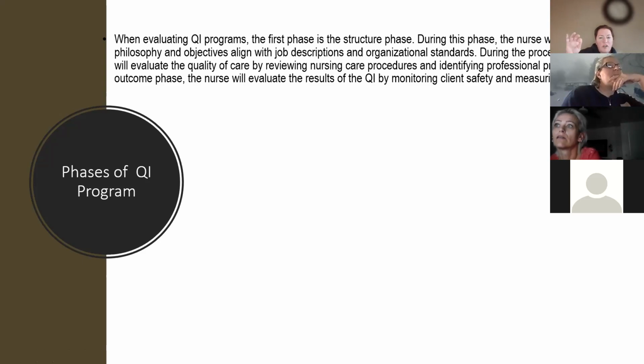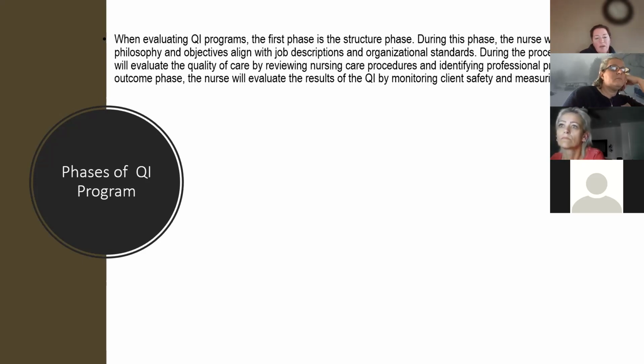The first phase is the structure phase. And what we're going to have is the nurse is going to make sure that the objectives align up with what we're trying to do with the job descriptions and our organizations. Then the process, the nurse is going to evaluate the quality of care by looking at nursing care procedures. And then in the outcome, we're going to evaluate and say, did our quality improvement improve client safety and health indicators? So quality improvement is really what we see going on in healthcare systems all over the world.